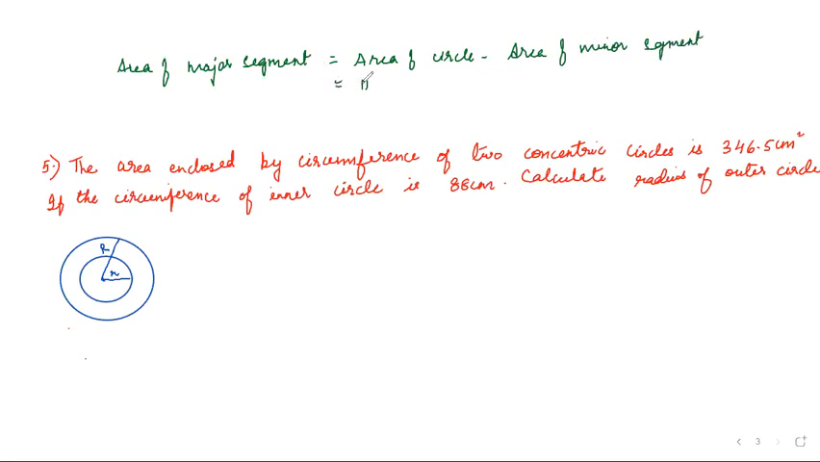So area of circle is pi r square minus the minor segment, we just got it as 14. So 22 by 7 into 7 into 7 minus 14. 22 into 7 is 154 minus 14 will give us 140 centimeter square. So this is how we find the major segment.